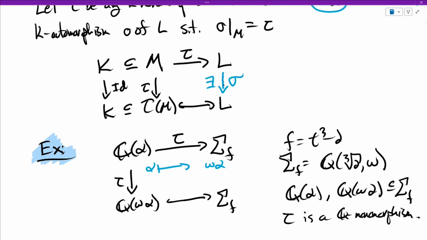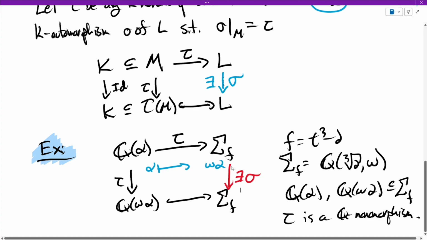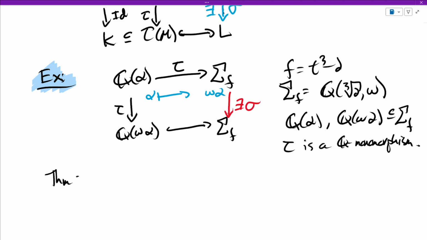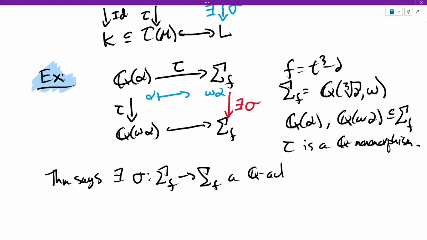And what the theorem is telling us, I've already used blue, huh? Let me use orange. The theorem is telling us there exists an automorphism sigma of this field that extends tau. So the theorem says there exists sigma from sigma F to sigma F, a Q automorphism extending tau. Now, what are Q automorphisms? They're elements of the Galois group. So keep in mind sigma F is a 6-dimensional Q vector space.